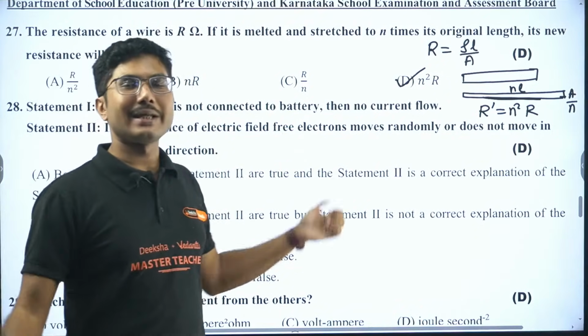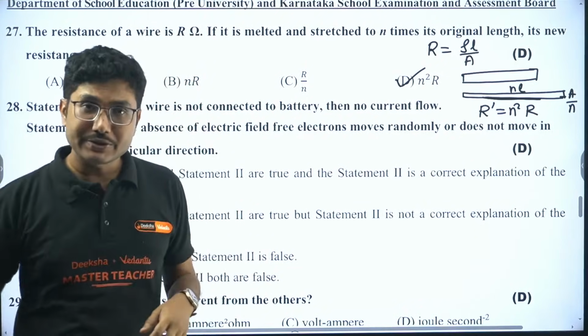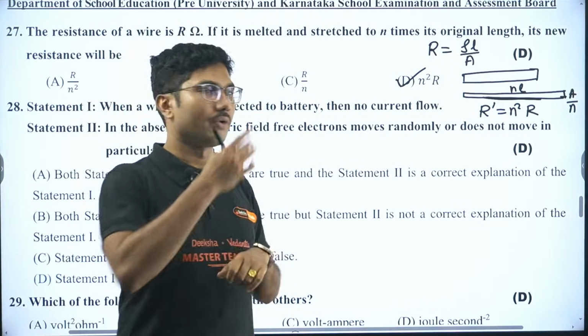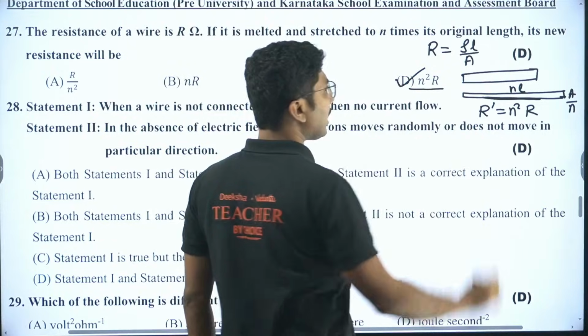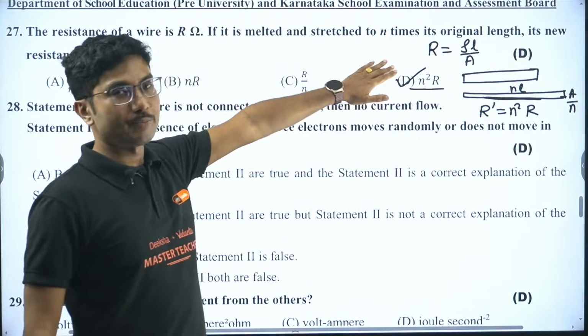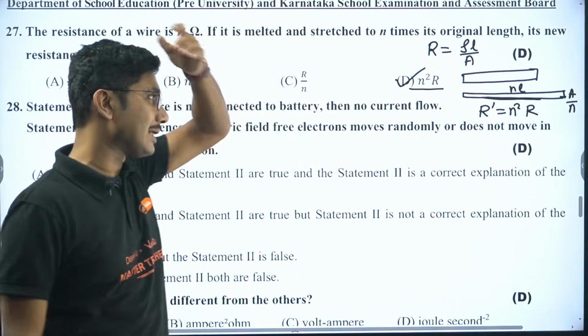If the length of the wire is halved, what will be the new resistance? It will be R by 4. Remember this. This is a very useful and intelligent formula, not only for your PU board exam but for your cassette exam as well.